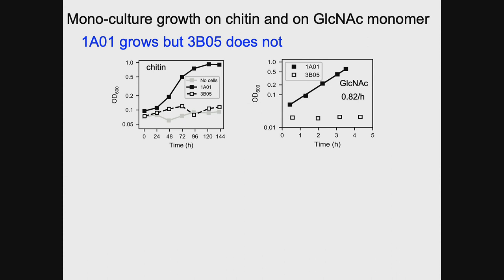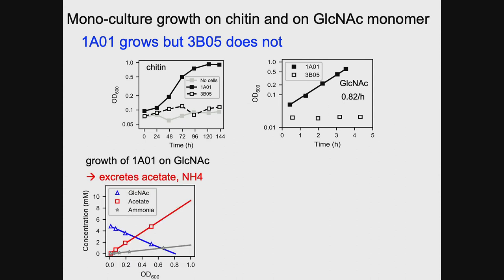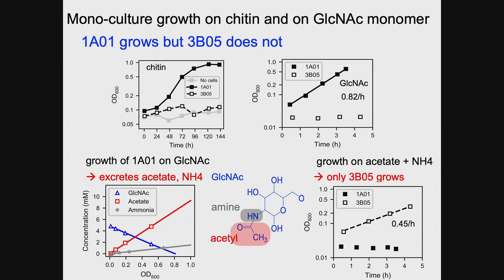We find the same thing for growth on GlcNAc, the monomer of chitin, so we forget about chitin and just look at the monomer. Looking at the growth of species A, the Vibrio, on GlcNAc alone, the blue line is GlcNAc disappearing, giving you the yield. Acetate is being excreted, and ammonia is being excreted. That's easy to understand: the GlcNAc molecule has an acetyl group and an amine group, and it's glucose otherwise. So it kicks out the acetate group, takes some ammonia for itself, and releases the remaining ammonia. Now we take the acetate and the ammonia and feed them individually to B. B grows, but A does not grow on acetate alone.